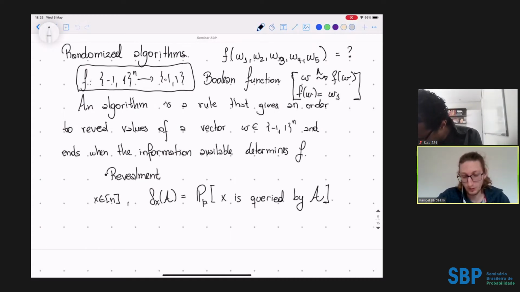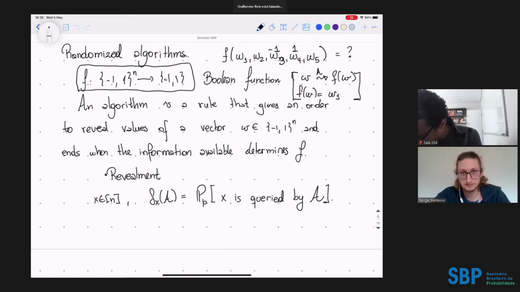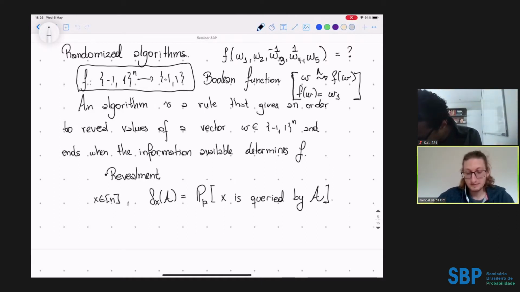So your algorithm will look at them and say, okay, the first one that I want to look at is omega 4. Then your algorithm looks at omega 4 and says, oh, omega 4 is 1. Now I looked at omega 4 and it's 1, so the second one I want to look at is omega 3. You look at it and it's -1. So an algorithm is a strategy to know the value of the function. Yes, it's a Markovian strategy. Whatever you already observed, you can use as information to choose the next one that you're going to observe. Then you stop as soon as you can determine your function.